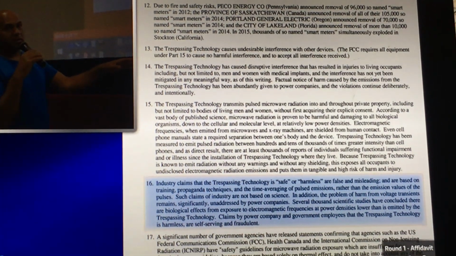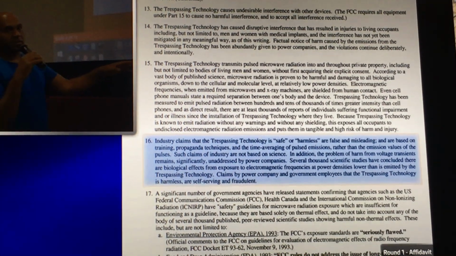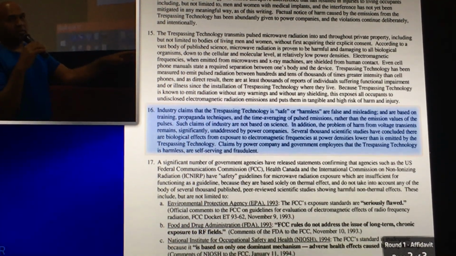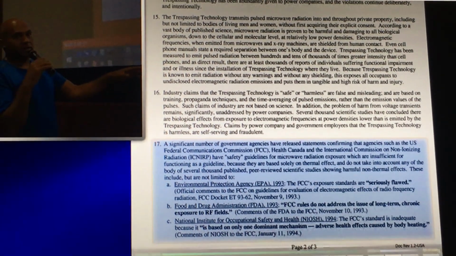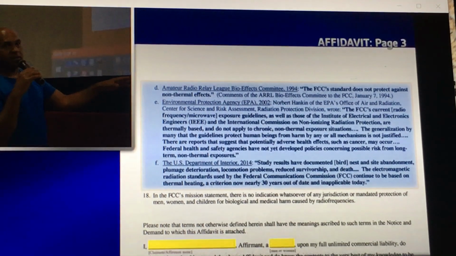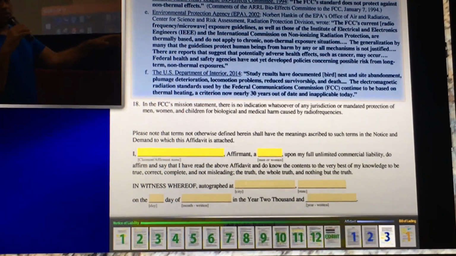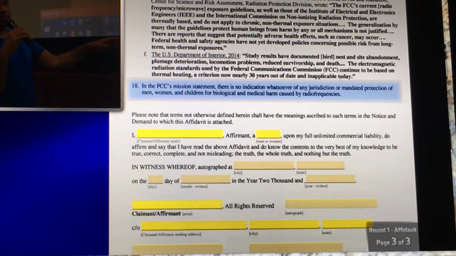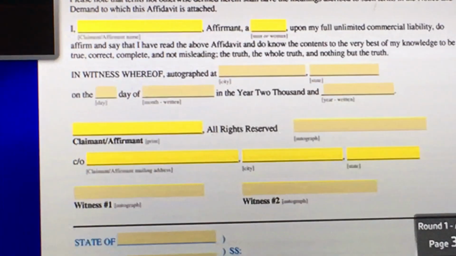Point 16 states that industry's claims of safety are false, misleading, not based on actual science, self-serving, and fraudulent. Point 17 states the admitted fact that government safety standards for microwave radiation are only based on thermal or heating effects, and that the science used by these agencies is outdated and inapplicable. Point 18 says that there is no indication that the FCC is interested in protecting men, women, and children from harm caused by radio frequencies.